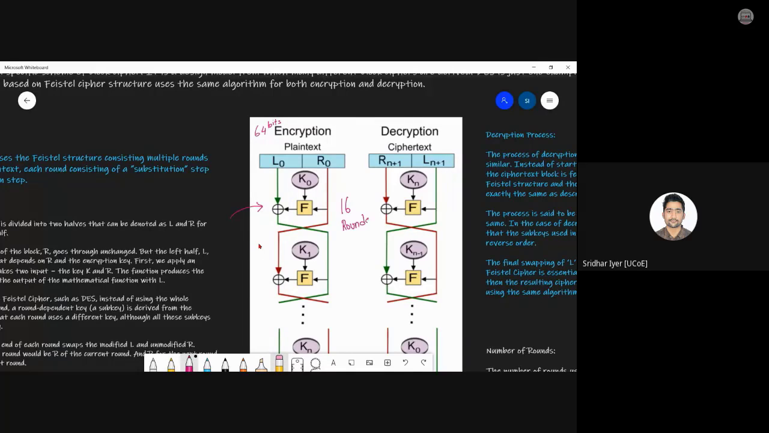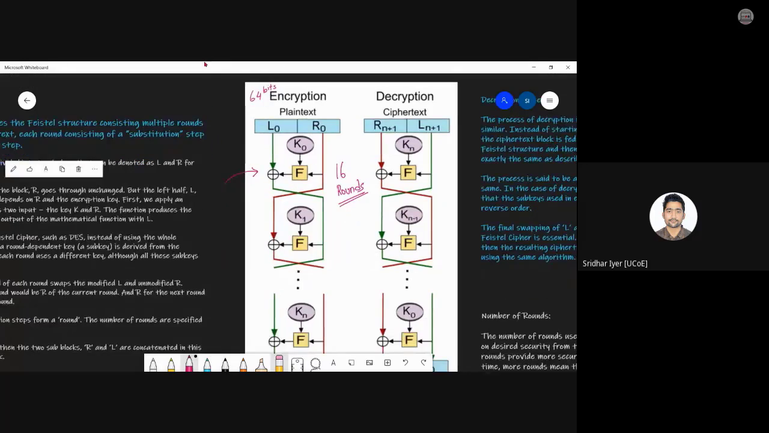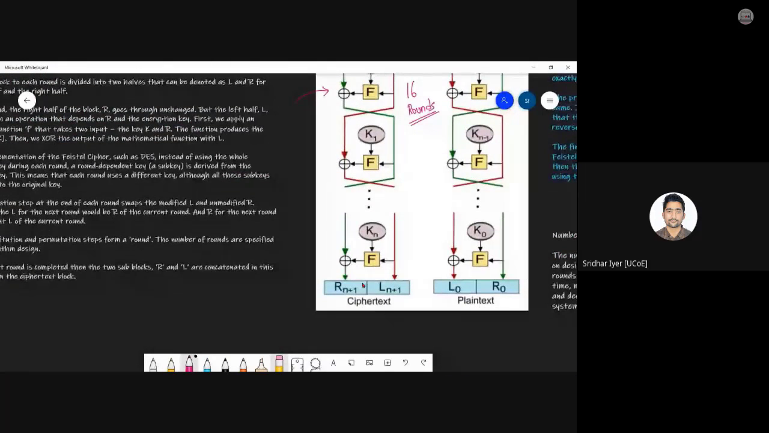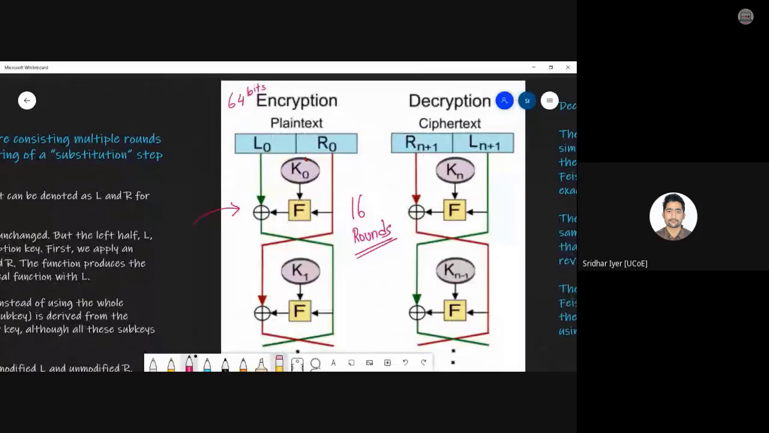A total of 16 rounds take place, and at the end of the 16th round, we will get the cipher text, as you can see at the end of the 16th round, in the form of encrypted text. Fine. So what happens is LPT and RPT, the left plain text and right plain text, are subjected to certain operations. Now, what are those operations?